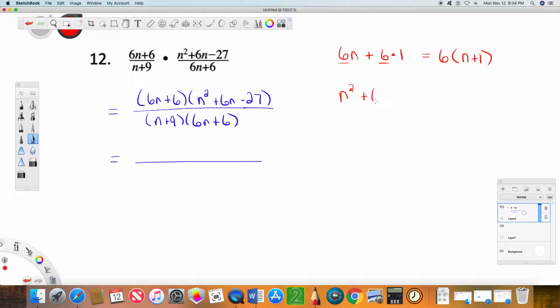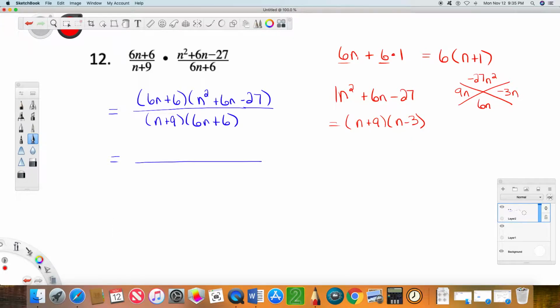n squared plus 6n minus 27. Let's use our x method. 6n is the middle term. Our first times our last is negative 27n squared. Two numbers that multiply together to give us the top expression, but add to give us the bottom. Let's try 9n and minus 3n. With a leading coefficient of 1, we can take a shortcut. We don't have to make a table underneath here. And we can just say n plus 9 and n minus 3.